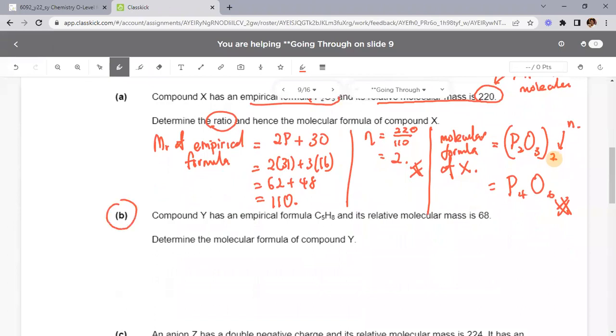Now I want you to try part B. Can you try part B? Give yourself about 2 to 3 minutes. Try calculating part B. Make sure that you understand how to go about doing this question. Okay, so let's go.